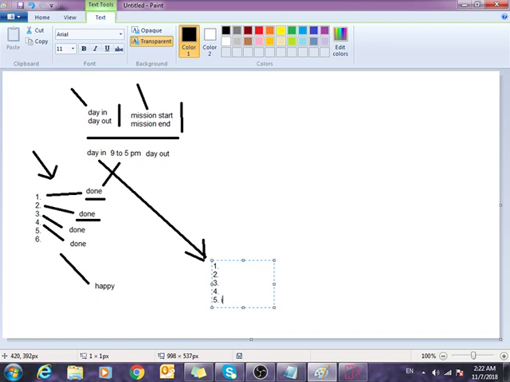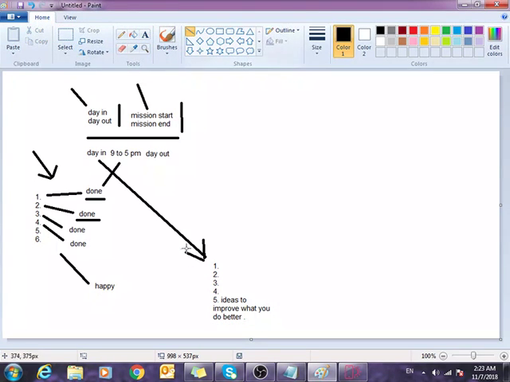Here it is: 1, 2, 3, 4, 5 ideas to improve what you do better. Okay, better. Why does it say done and so on, do better? To improve what you do better.